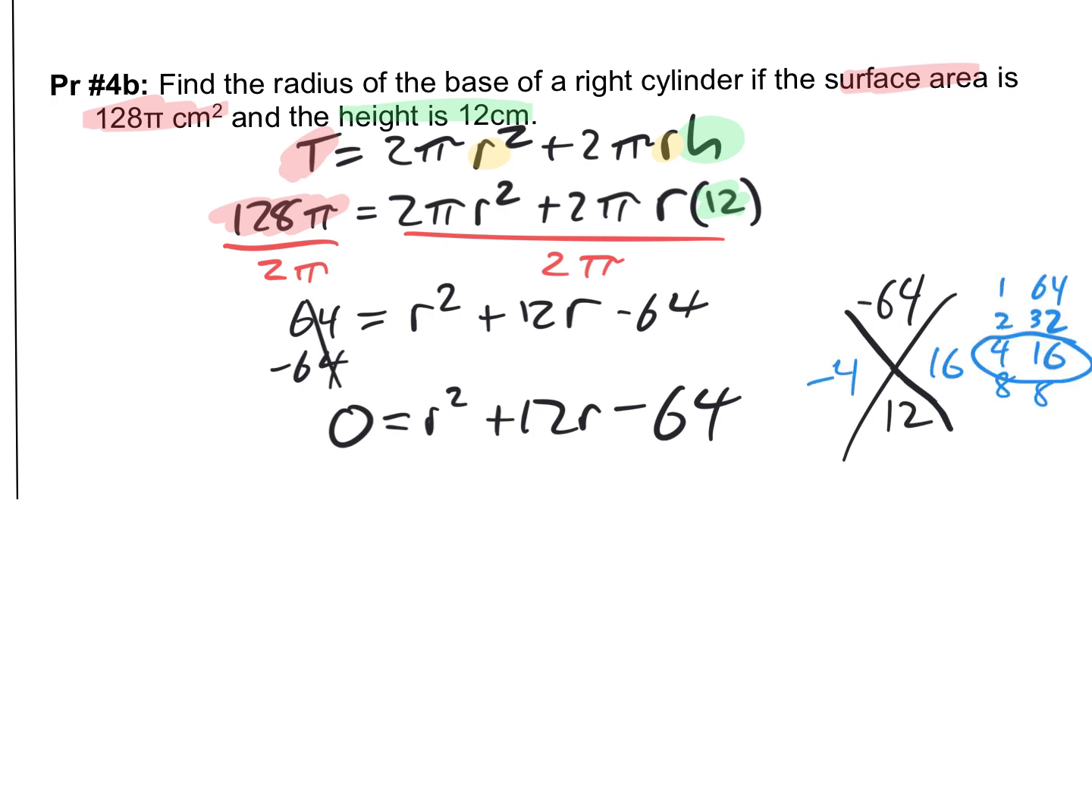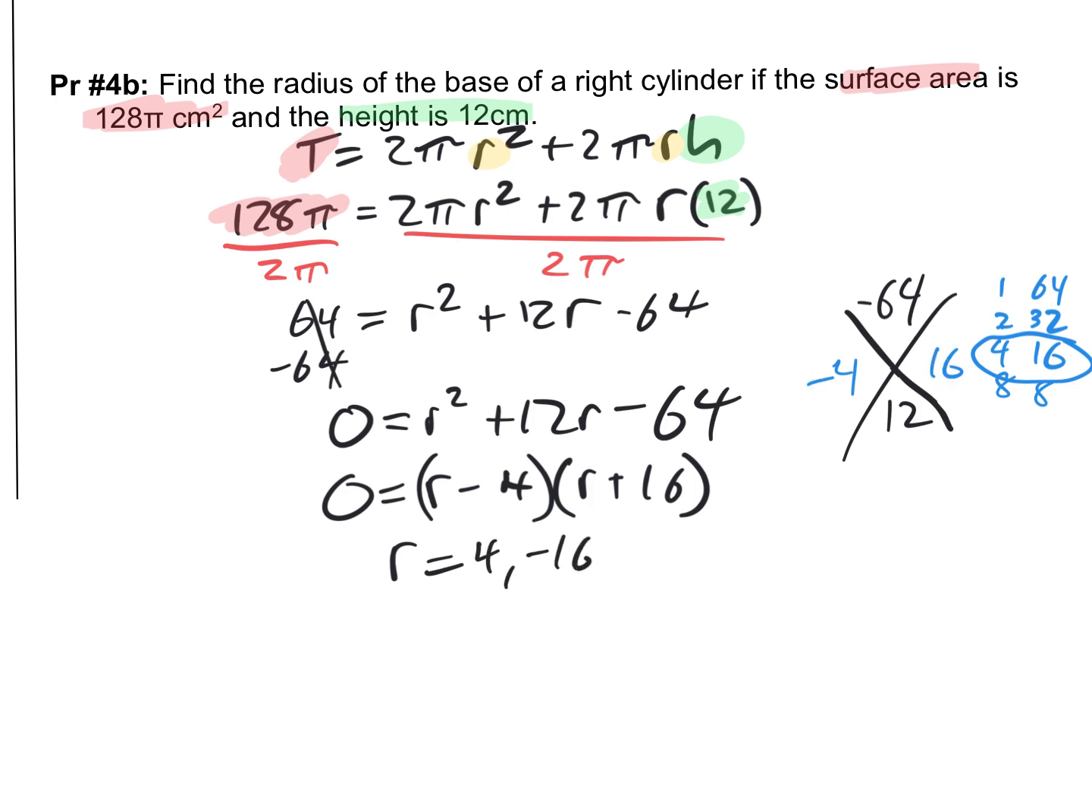Okay, well, I did the star method here, and I found that negative 4 times 16 is negative 64, and negative 4 plus 16 is positive 12. So a couple things about that. I could write this in factored form. I could write it as r minus 4 times r plus 16. Or I could just say, you know what? I know my answers are going to be the exact opposite values of this. So my answers are 4 and negative 16.